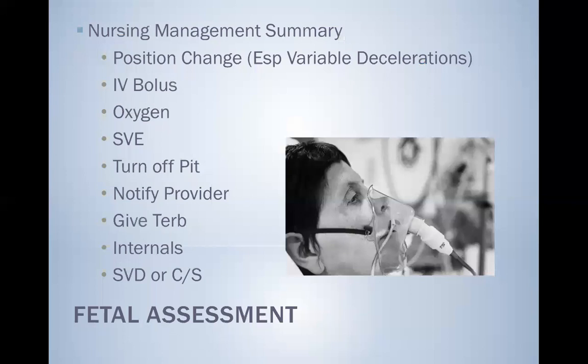And then we're going to need to educate mom, though, because terbutaline is going to cause a rapid increase in her heart rate. We might want to put on some internal monitors if we're having a difficult time assessing the fetal heart rate. And we're going to try to deliver the baby, so sterile vaginal delivery or a C-section if we're not able to bring the baby's heart rate up.